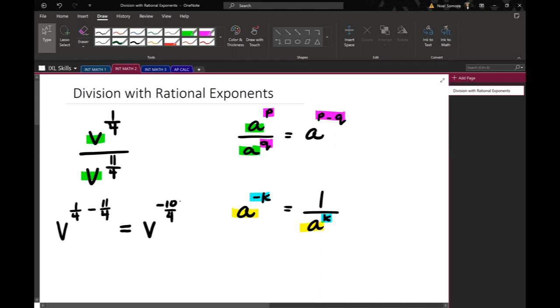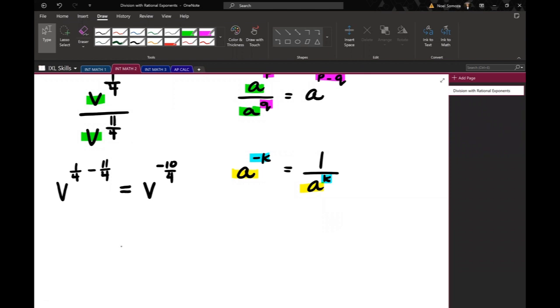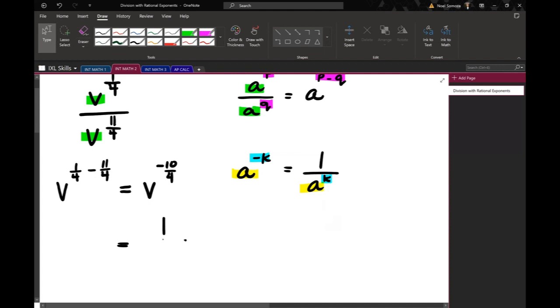I'm allowed to do that subtraction because they both had that denominator of 4. So now that I have this negative power, you see I have negative 10/4. I can rewrite this as 1 over v to the 10/4 power.